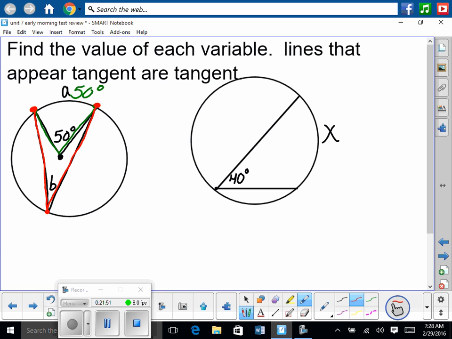What's the arc length? 50. So what would B be? 25. Take the arc, divide it by 2, so B is 25 degrees. Everybody comfortable with that? So every picture you're going to ask yourself, what information am I given? Because you'll be using that information to solve.